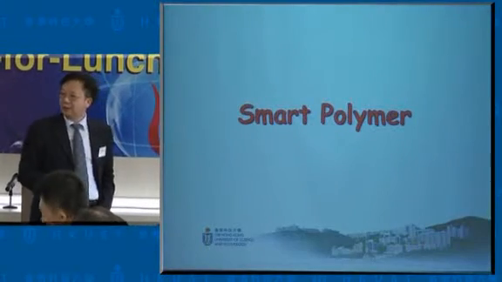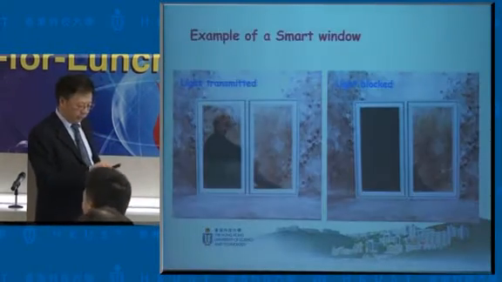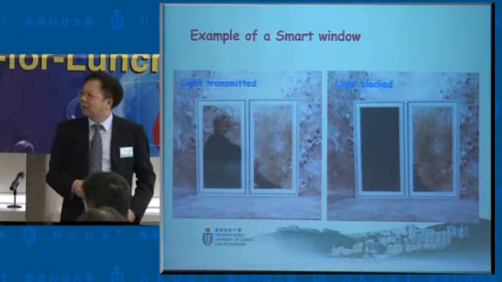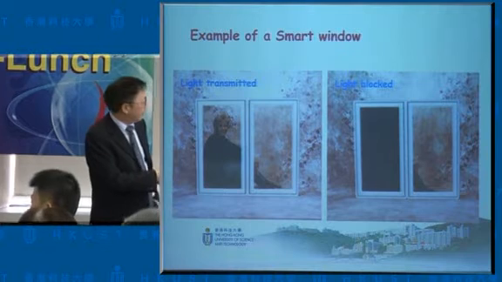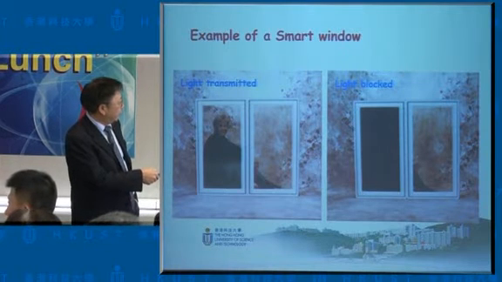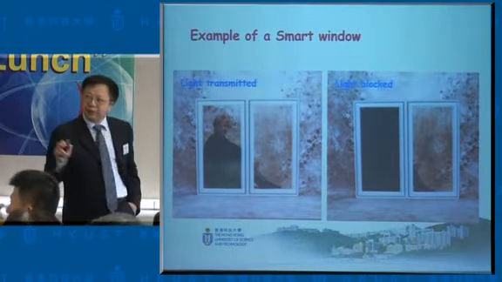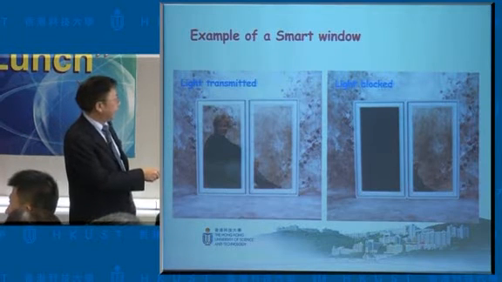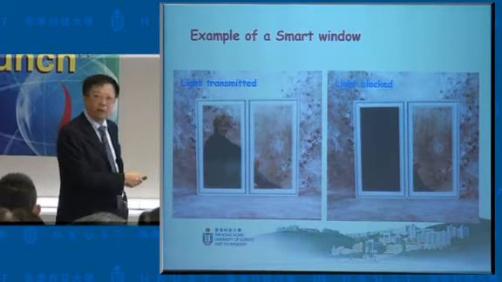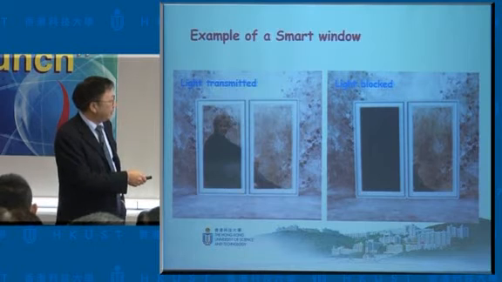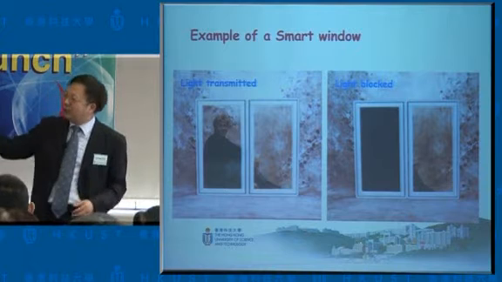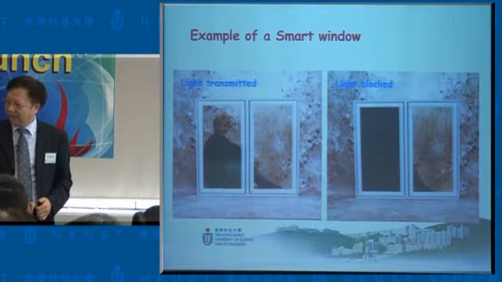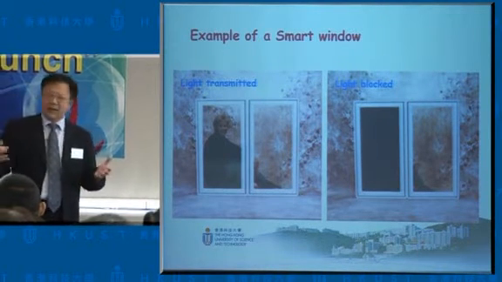Okay, next one is smart polymers. So what are smart polymers? Here's a demonstration of smart windows. For this window, you have to use a device like this. So here you can see a window with two panels. With no electric field, no voltage applied, you can see light can transmit. But if you apply an electric field to the left panel, it's black. That means you can change from transparent to dark. So we call it a smart window.